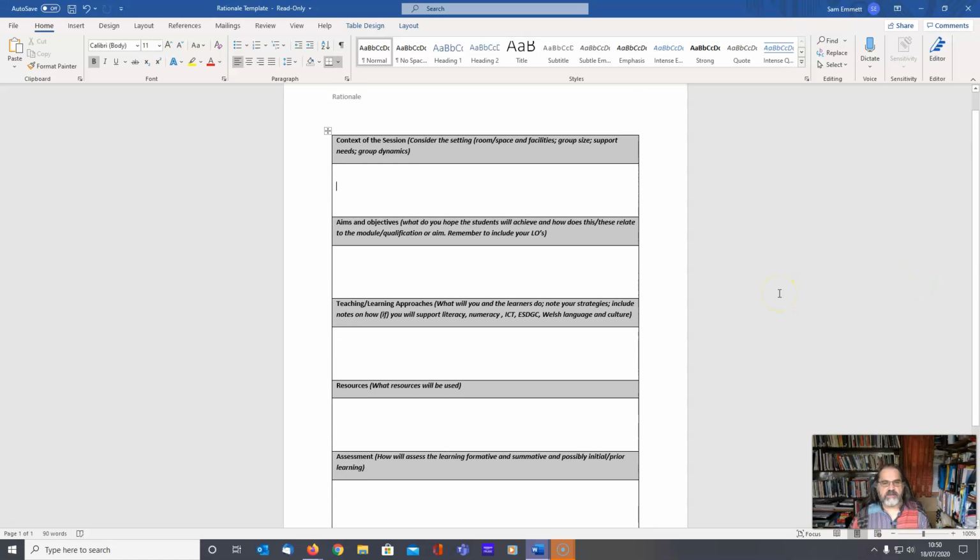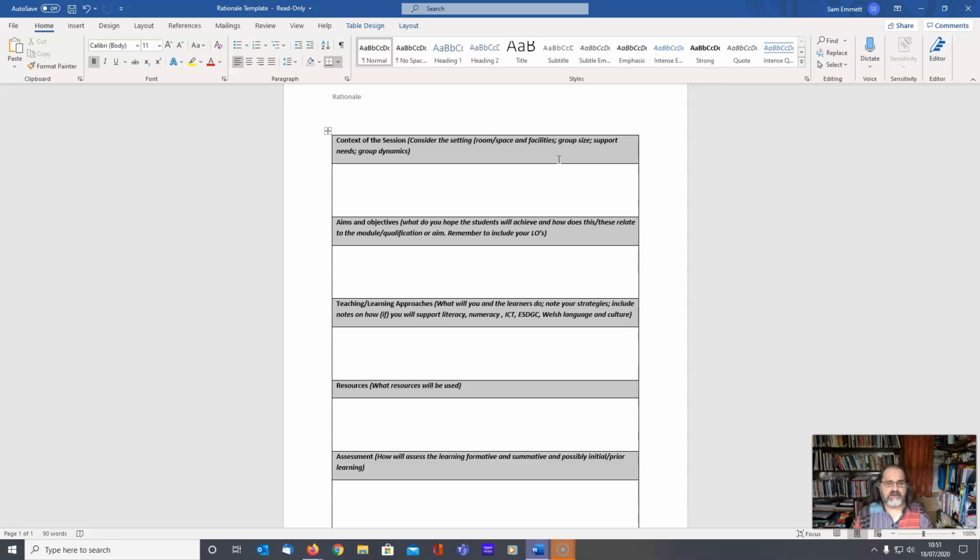Different organisations may have different elements that they want in your rationale, but these are, in my opinion, the most important things to consider. So you have to think about the context of your session. This is thinking about the setting, the room, the space and facilities, group size, support needs, group dynamics, etc. Once you get an idea of those, it will make choosing how you're going to deliver a lot easier.